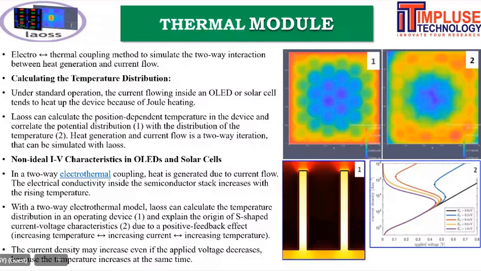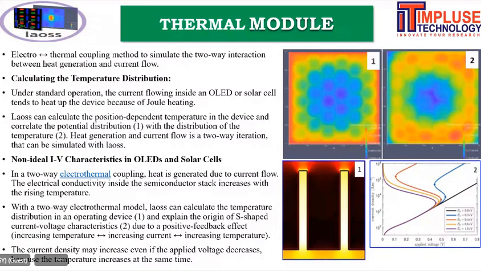So electrothermal coupling will help you to simulate the two-way interaction between the heat generation and the current flow. It will calculate the temperature distribution in your whole device. Let's suppose you have a sample of the solar cell. You apply some biasing on the electrode contact, and the current will flow inside the device, and whatever the potential temperature distribution in your device, that study can also be understood.